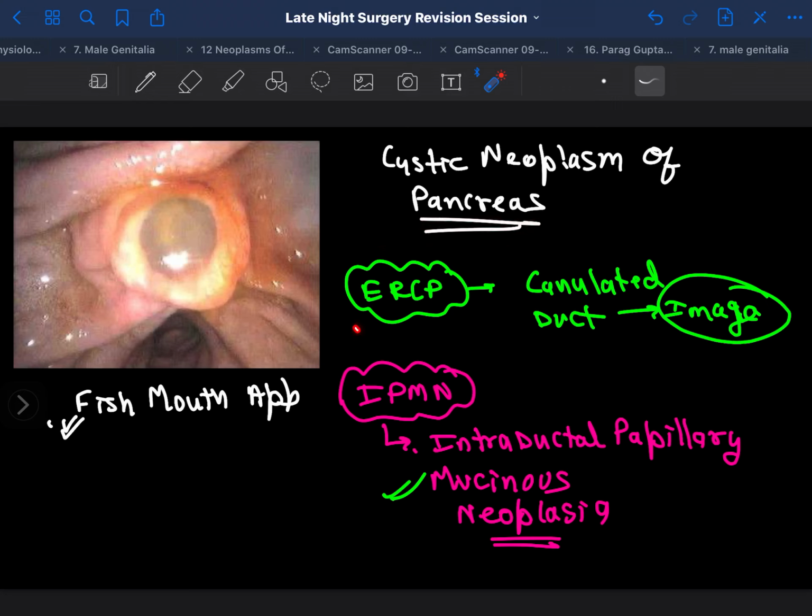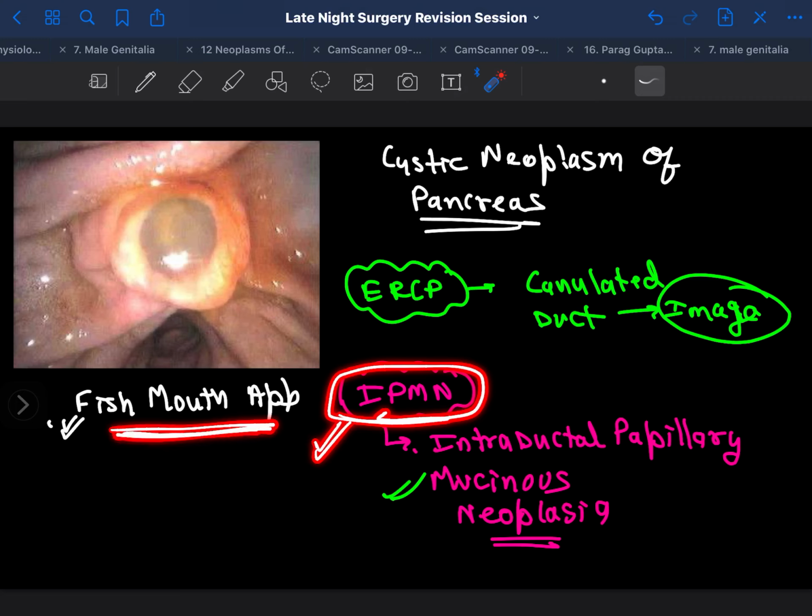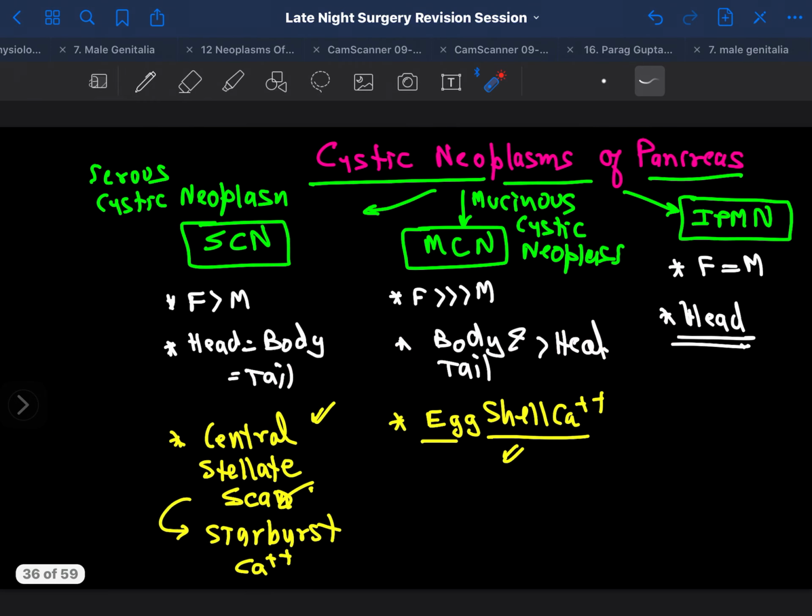Lastly, we talked about the cystic neoplasms of the pancreas. So here, what did I tell you? That if you perform an ERCP and you find an image like this, what is the diagnosis? The answer was IPMN, that is an intraductal papillary mucinous neoplasm. What you're seeing over here is a fish mouth appearance. A fish mouth appearance on the ERCP is a feature of your IPMN, intraductal papillary mucinous neoplasm.